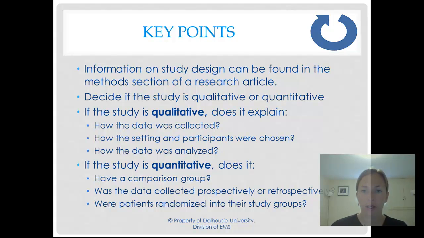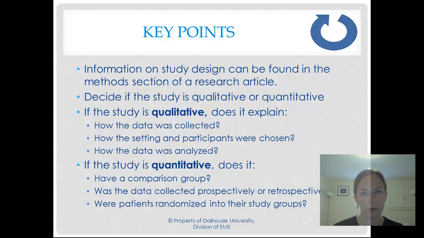So as mentioned in the first little bit of this presentation, this section on Introduction to Study Design was meant to give you an introduction, some key tips to look at when you're reading a research article to figure out what it is that I should be looking for. How can I detect what study design this research article used? So the key point from all of this is that information on study design can be found in the methods section of a research article. So take a look at either the abstract and the methods section there, or in the full text part of the article, look at the methods section there.